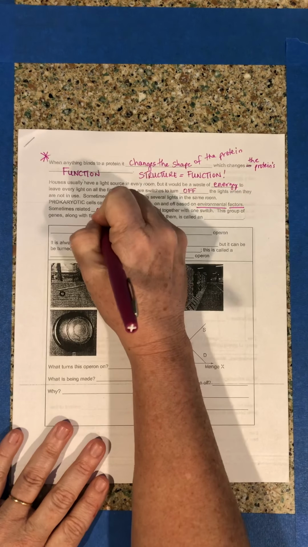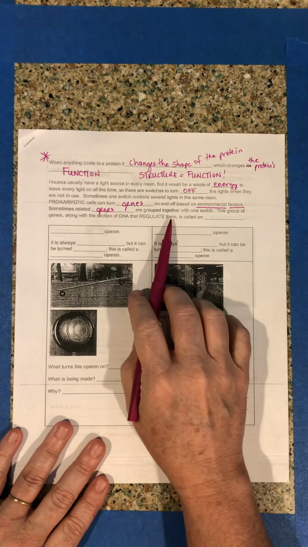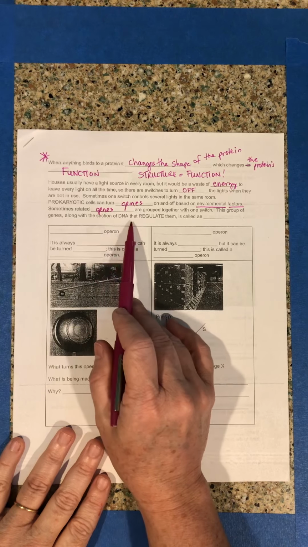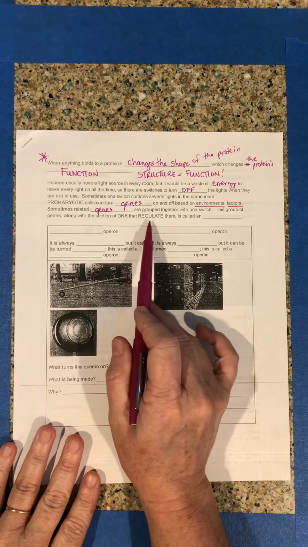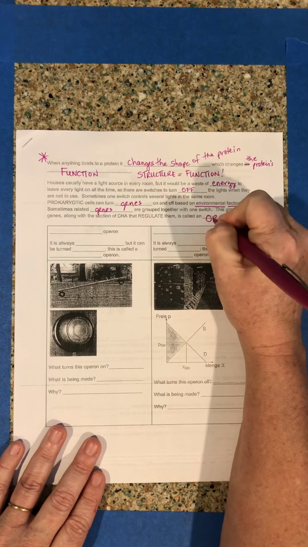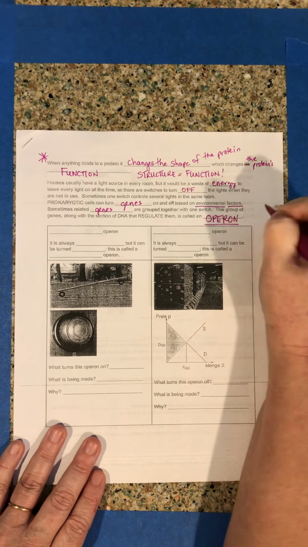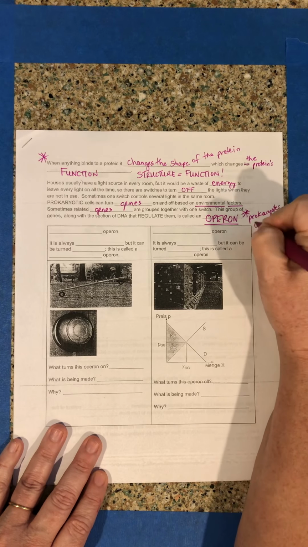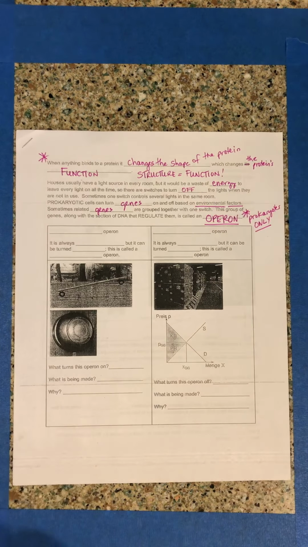And sometimes related genes are grouped together with one switch. That's like what I was talking about in my kitchen, where I can turn on all of the recessed lights with one switch. This group of genes, along with the section of DNA that regulates whether the genes get turned on and off, is called an operon. Okay, and I need you to overemphasize this: prokaryotes only. Eukaryotic cells only do one gene at a time. They do not turn genes on in clusters.